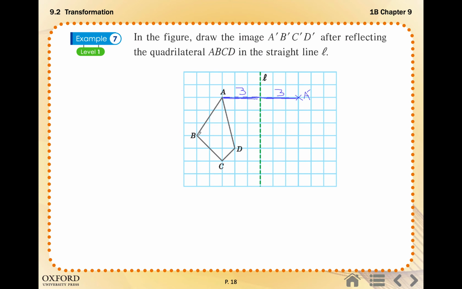And then do the same for B, C, and D. Count the distance between point B and the line L: 1, 2, 3, 4, 5. There are 5 units. Then count 5 more units: 1, 2, 3, 4, 5. That means up to here. And then you can do the same for C and D. I don't want to repeat. I think you can do it.